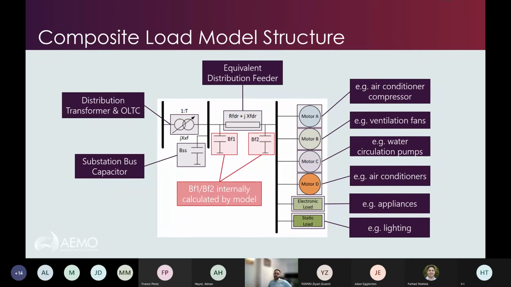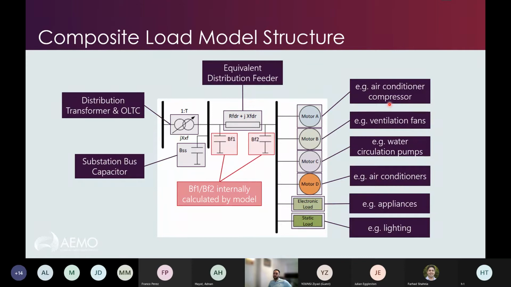We've got an aggregate distribution transformer and on-load tap changer connected to the transmission bus. We've got a distribution bus here as well. We've got a substation bus capacitor at that distribution bus. We've got an equivalent circuit, which is represented by a series impedance that you see here. And you've got your shunt compensation there. And then you've got a load bus as well with a bunch of motor loads, electronic loads, and static loads. So then you've got three-phase motors, a single-phase performance motor model, and electronic and static.